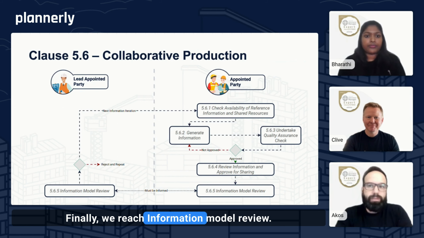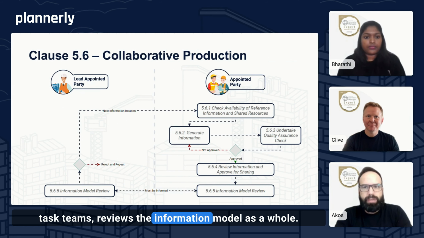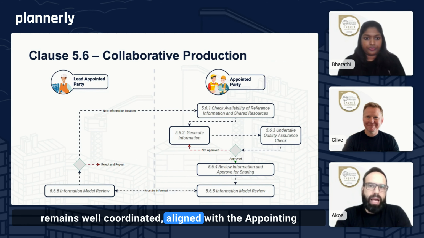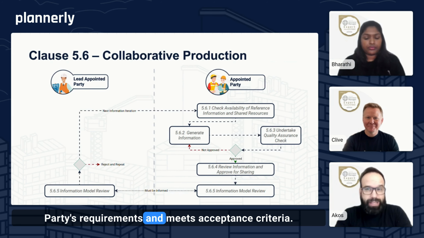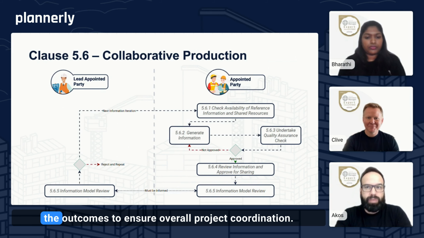Finally, we reach information model review. At this stage, the delivery team, which includes all task teams, reviews the information model as a whole. This continuous review ensures that all information remains well coordinated, aligned with the appointing party's requirements, and meets acceptance criteria. The lead appointed party must be informed of the outcomes to ensure overall project coordination.